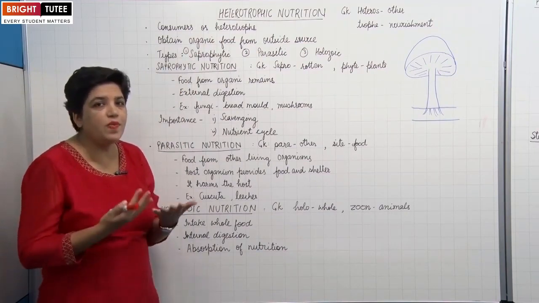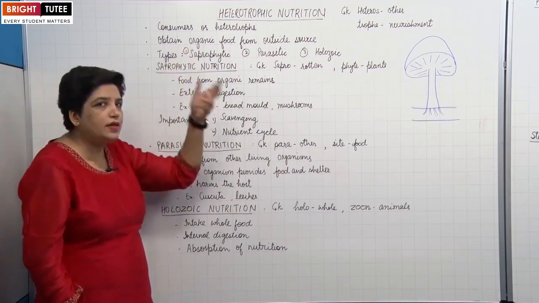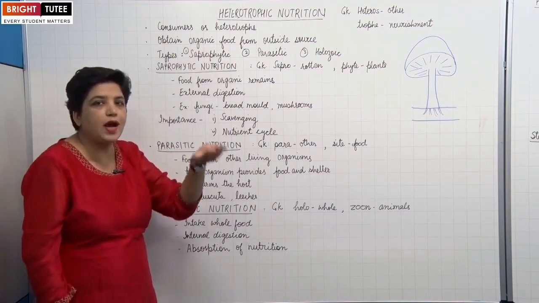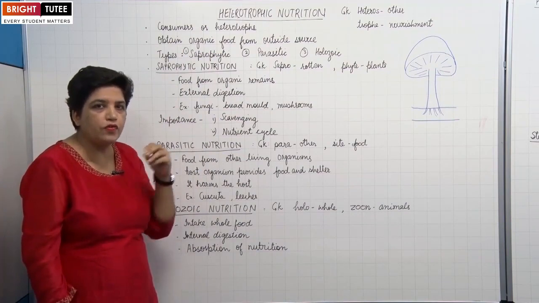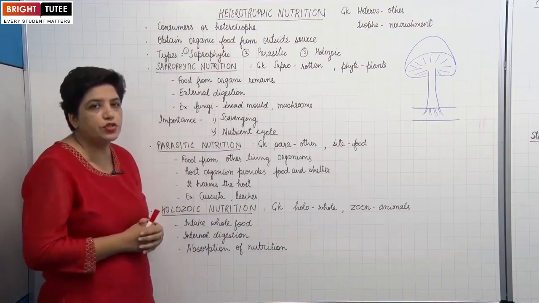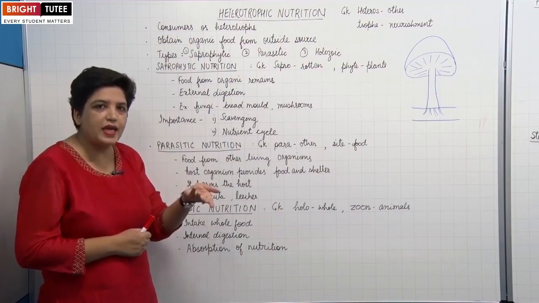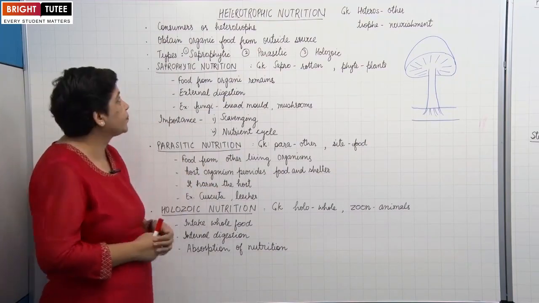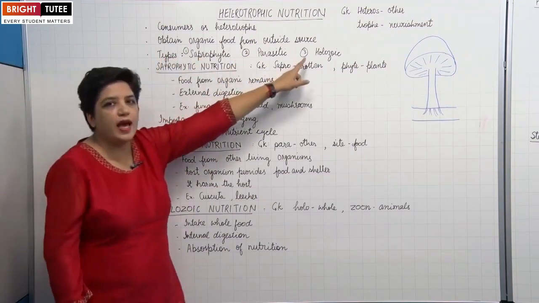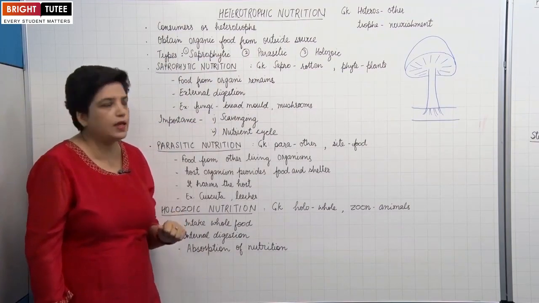So, if they cannot make their own food, from where do they get their food? They depend upon other outside sources to obtain organic food. For example, we eat plant parts, so we are obtaining the food which was prepared by autotrophs and consuming it. This is how heterotrophs obtain food. They depend directly or indirectly on autotrophs. The major types of heterotrophic nutrition are saprophytic, parasitic and holozoic. There are three types of heterotrophic nutrition which we will study about.